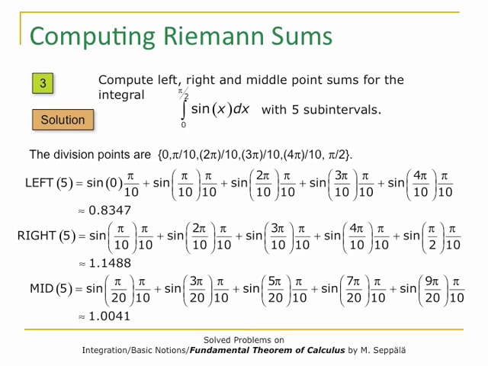In the middle sum approximation, we place over each subinterval a rectangle whose height is the value of the function at the midpoint of this subinterval in question. Therefore, the midpoint approximation is sine pi over 20 times pi over 10 plus sine 3 times pi over 20 times pi over 10 and so forth. The last term is sine 9 times pi over 20 times pi over 10. And the numeric value of this is approximately 1.0041.